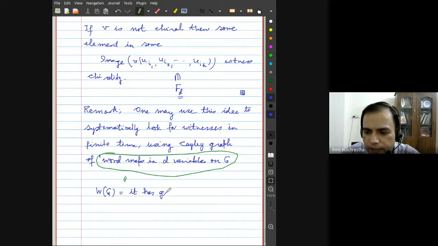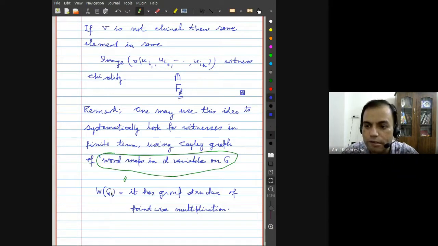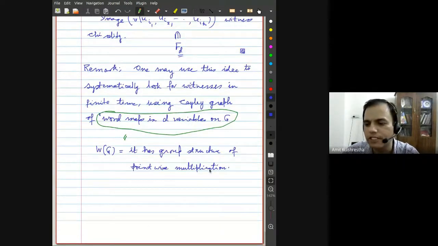It has pointwise multiplication. And the identity of this group, the identity of WG, is called law on G. So law meaning a word whose image is trivial. So it has a group structure of pointwise multiplication, where you take any law word and that is the identity. And in fact, you can show, and it's not difficult in fact. Yeah, since I'm just showing the finite process.